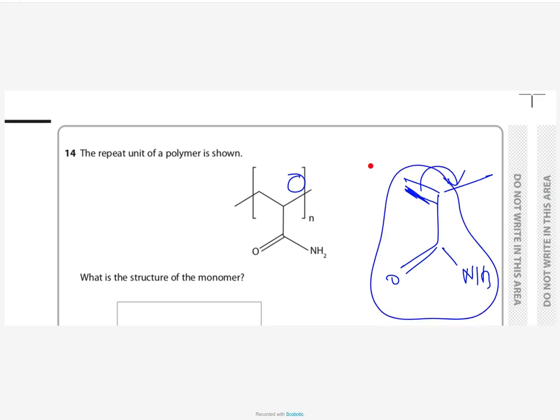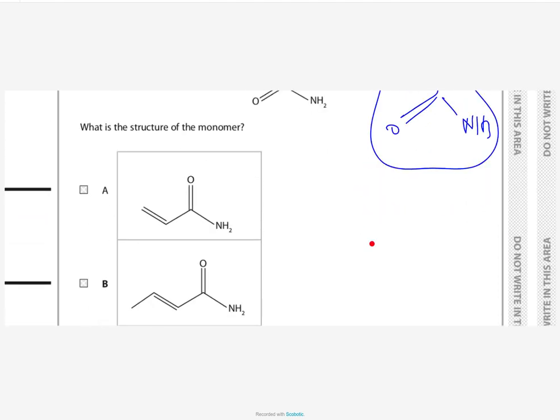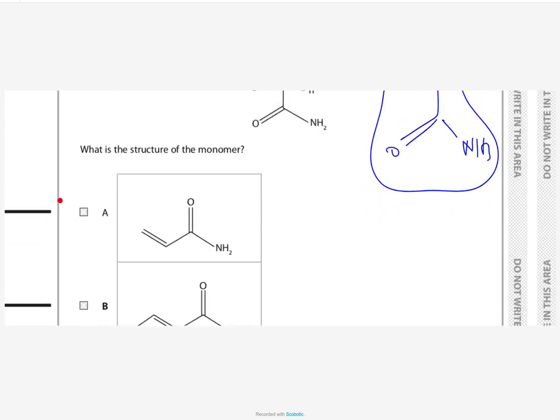Let's see where the molecule is shown. Yes, this is the one. The very first one is the answer. So whenever you have a carbon-carbon bond as a linkage, then it's an addition polymer. Amide or ester linkage, that's a condensation polymer.